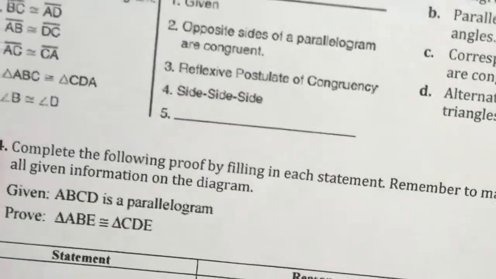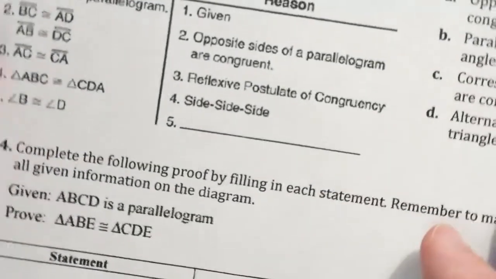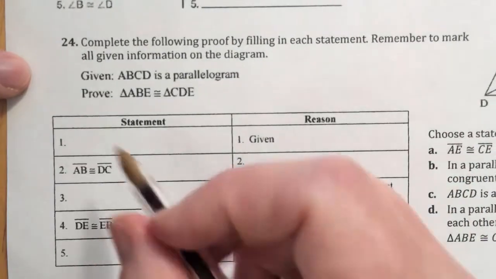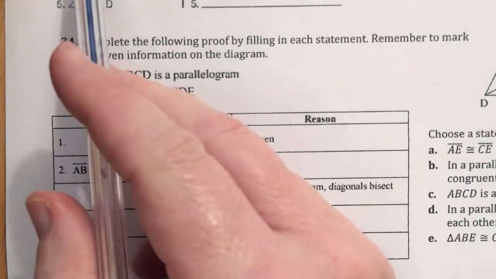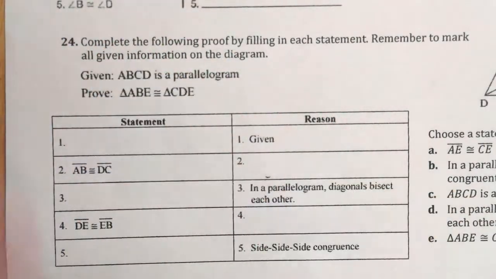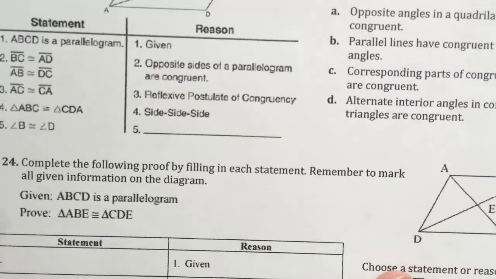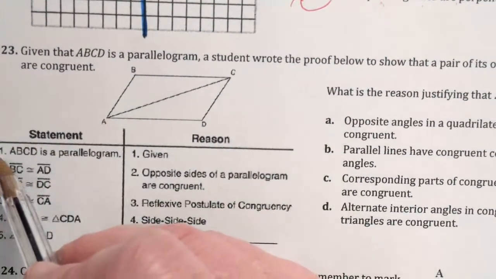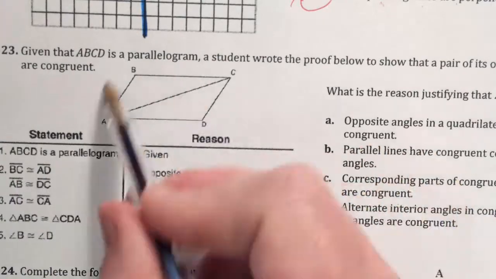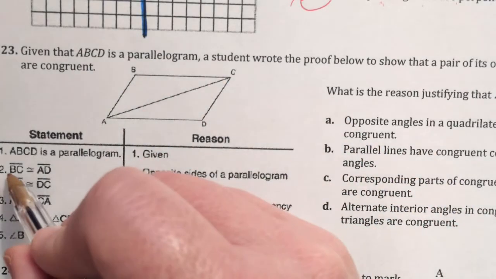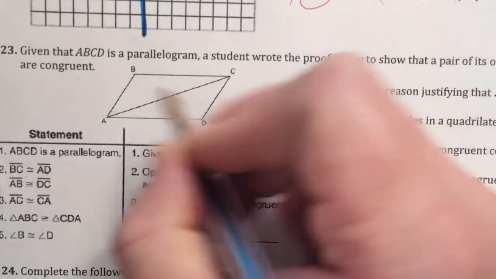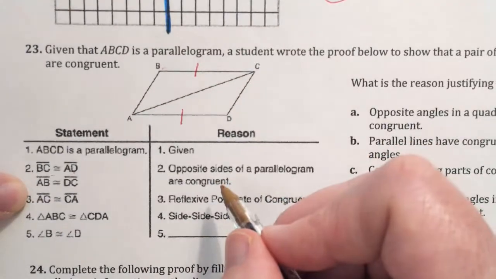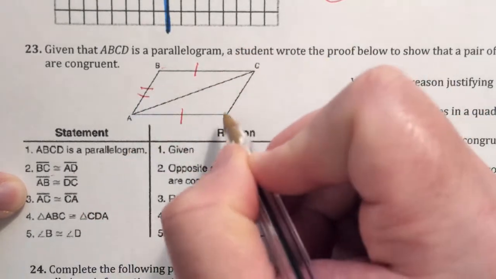Okay, number 23. Okay, so first of all, this is a parallelogram. Awesome. They also said that BC is equal to AD. Just start marking stuff. BC is equal to AD. Awesome, just mark it. And AB, so I'll put a double in here, is equal to DC.